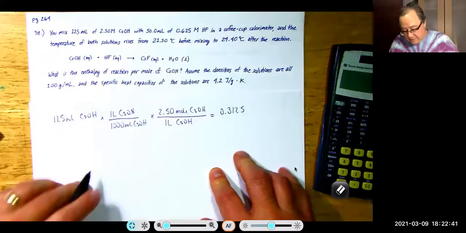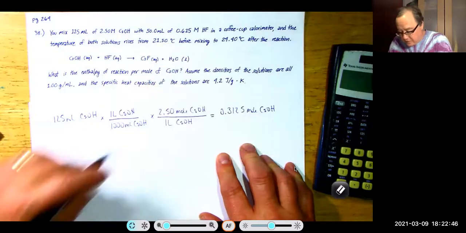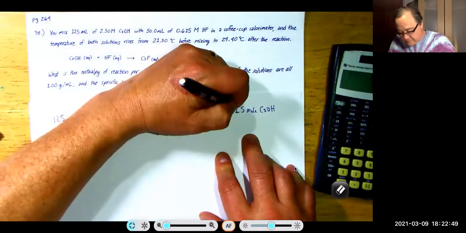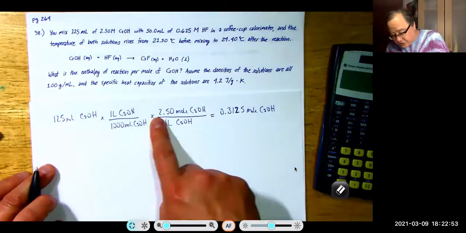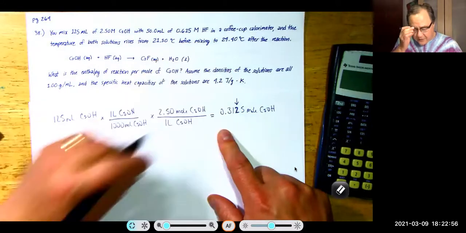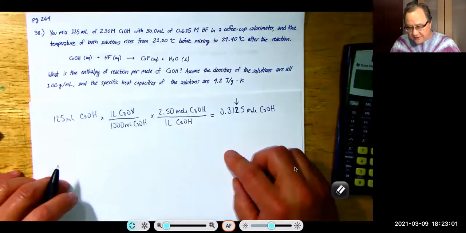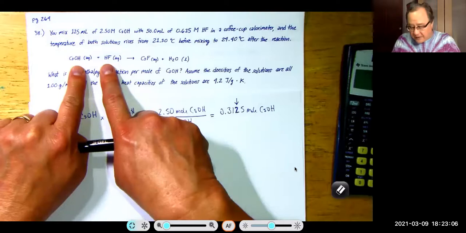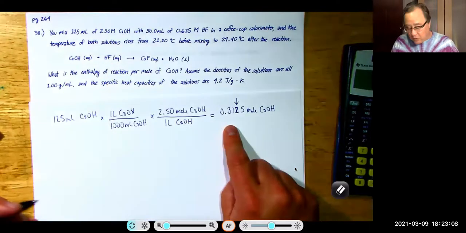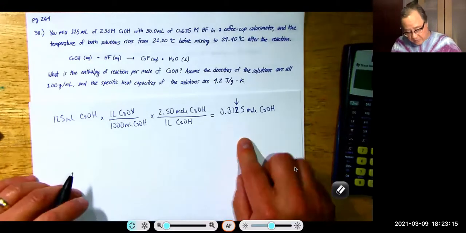And the unit is going to be moles of cesium hydroxide. Okay. And we have 3 significant figures here, 3 here, so this is good to that 3 right there. Now, the question I have is, do I have enough hydrofluoric acid to react with all of this cesium hydroxide? We can see that the ratio is 1 to 1, so I want to calculate if I have 0.3125 moles of HF or more. Because if I do have this much or more, all of the cesium hydroxide will react.